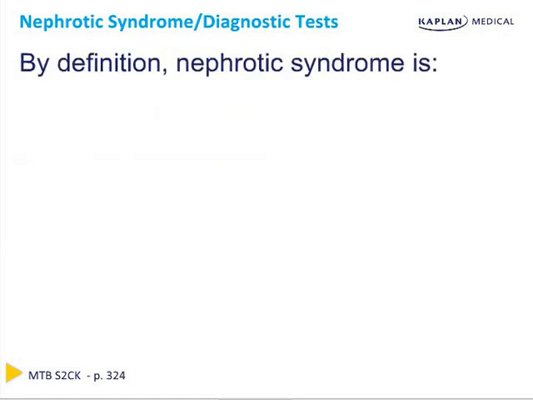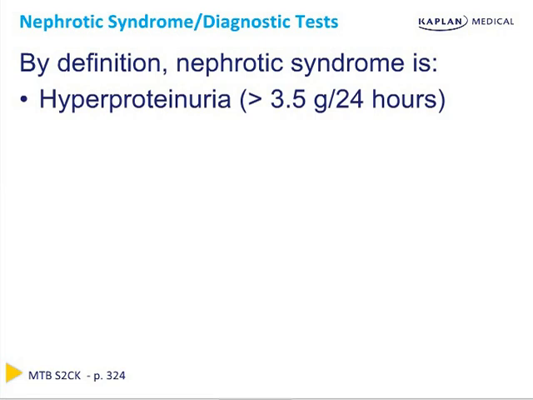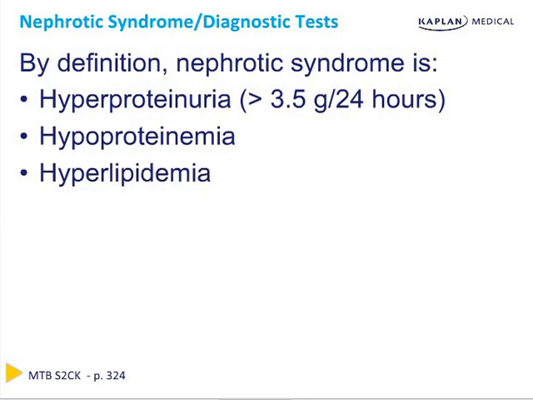To review, the findings diagnostic for nephrotic syndrome are the same regardless of etiology. These findings include hyperproteinuria, which means protein in the urine that's greater than 3.5 grams per 24 hours, hypoproteinemia, less protein or albumin in the blood because more of it is being lost in the urine, hyperlipidemia, and edema, particularly periorbital edema.